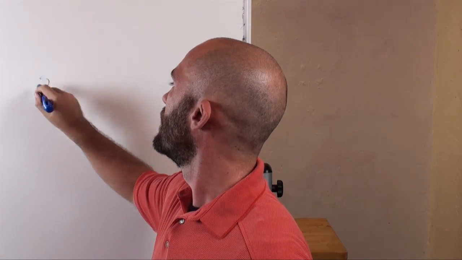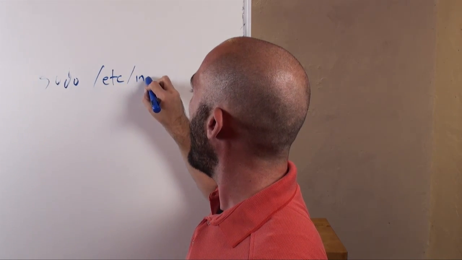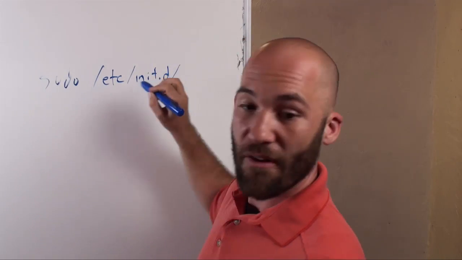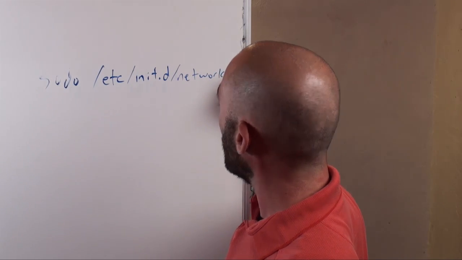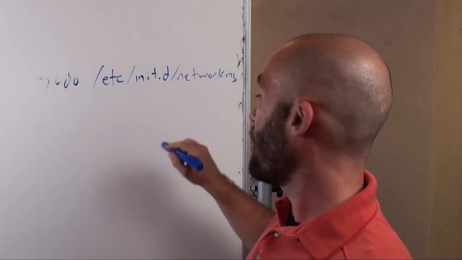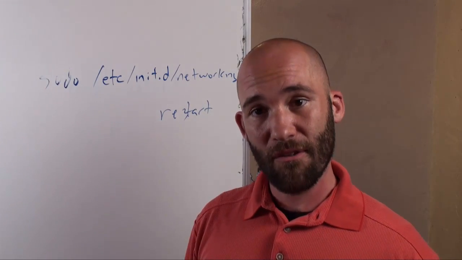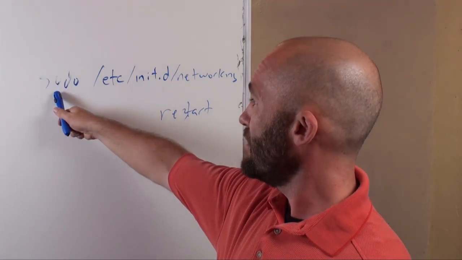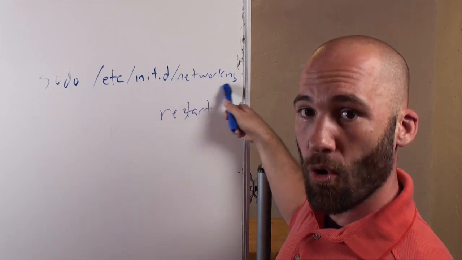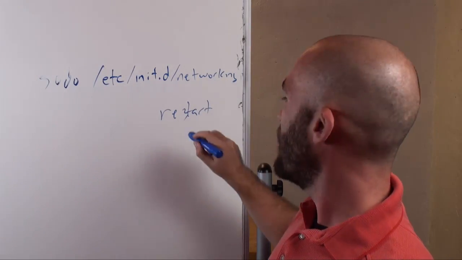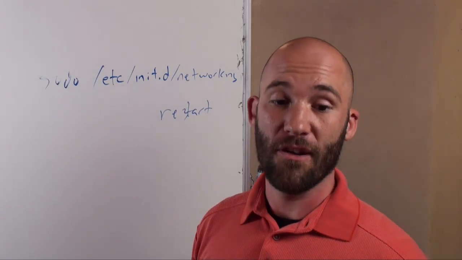All you do is you do sudo /etc/init.d/networking, and then you do space, and then you say start, stop, or restart. So you normally do restart. So once you change the network configuration files on your Linux server, you do sudo /etc/init.d/networking restart, and this will restart the networking service and load all those new configuration files that you just played with.